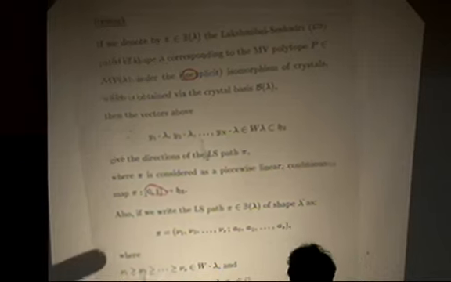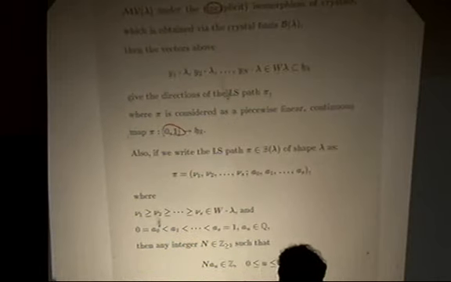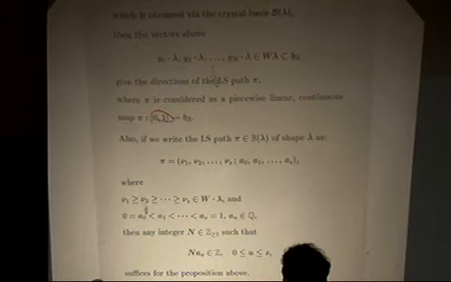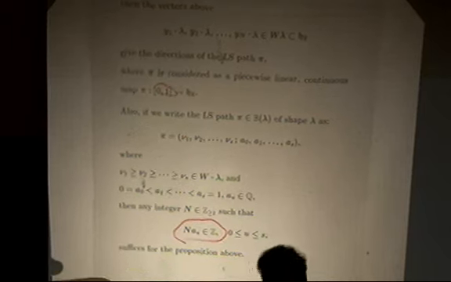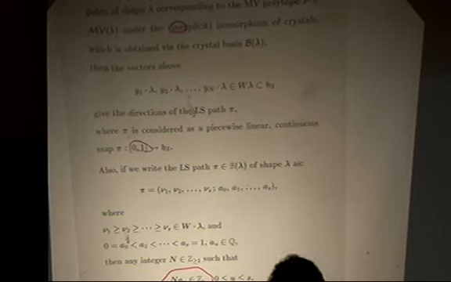Yeah. So, in fact, also, if we write the path pi of shape lambda in this way, where nu_1, nu_2, ..., nu_s are elements of the Weyl group W^lambda, and a_0, a_1, ..., a_s are rational numbers, then any integer n such that this condition holds suffices for the proposition above, the proposition for n. This condition is enough.